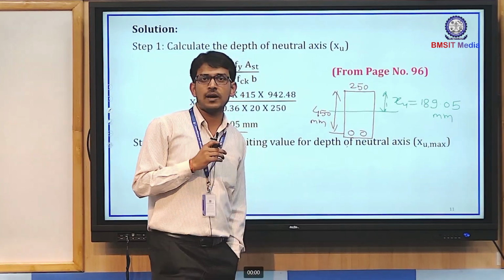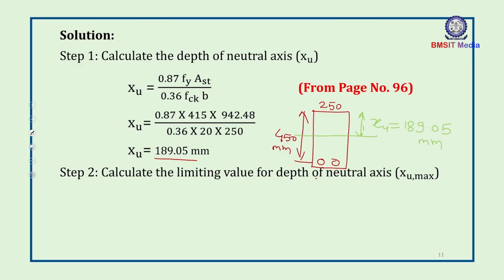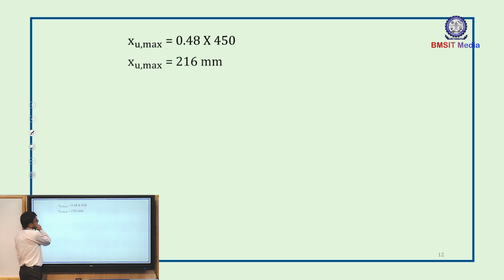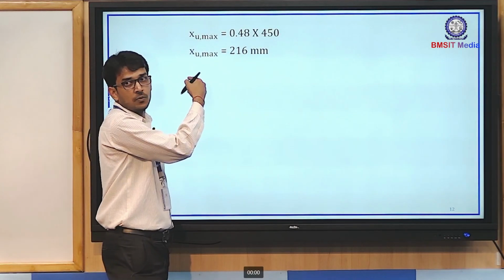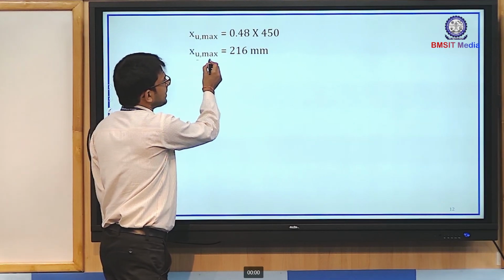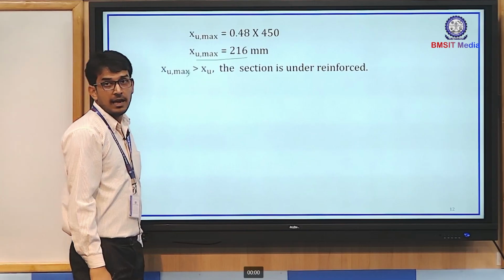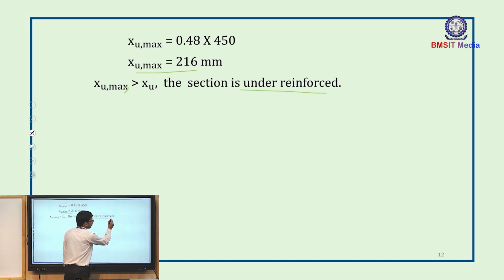So for that we require the limiting value. We know that Fe415 grade of steel we are using here. So we know that for that, xu max by d is 0.48, given at page number 70 of the code. So we will use it, and by using it we can easily calculate the xu max, because d we already know. So d is 450, so xu max is coming to 216 mm. So xu we have calculated, that is 189.05, which is less than 216 mm. So we can say the given section is an under reinforced section.